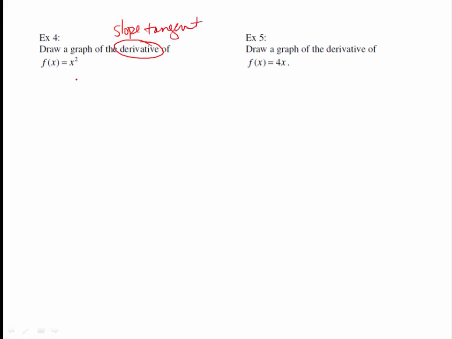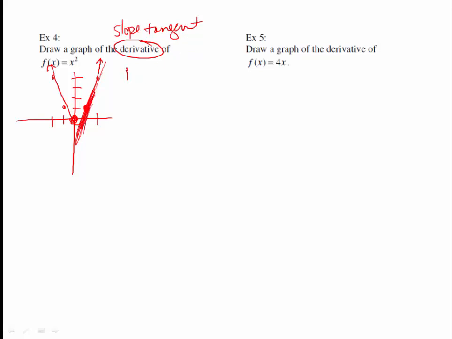So let's go ahead and sketch this. We know we've got points at 0, 0, 1, 1, negative 1, 1, 2, 4, and then negative 2, 4. We want to draw a graph of the derivative of f of x equals x squared. It doesn't really say where at, so we're just going to pick a point. Let's say we pick this point, and we draw a tangent line just through this point.